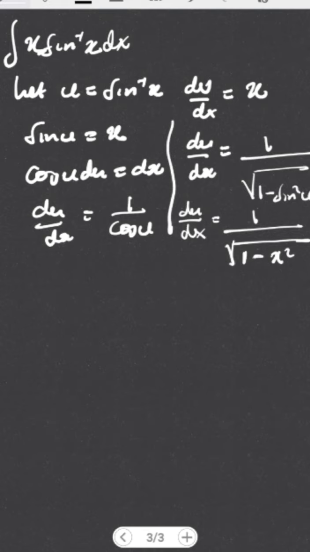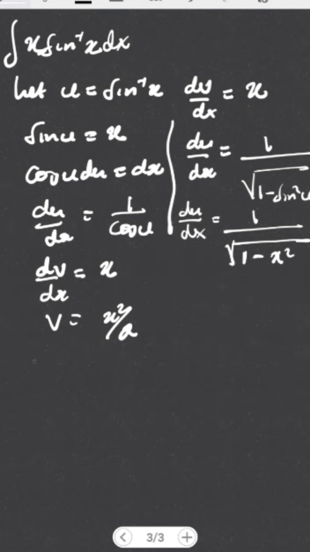But we say that dv dx was equal to x, that means that v would be equal to x squared out of 2. Having got that, we are now putting it back into our expression. So if this is placed back to be integrated, this would be uv minus the integral of v du, of which my u is sine inverse, and dv dx was x.